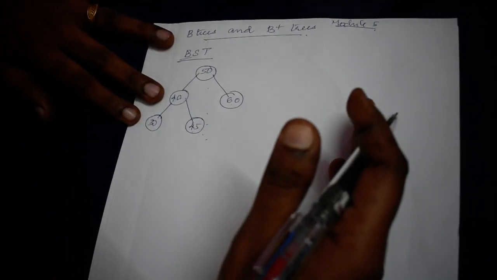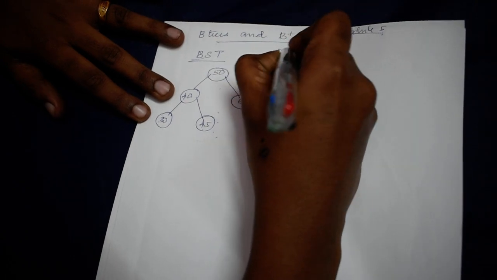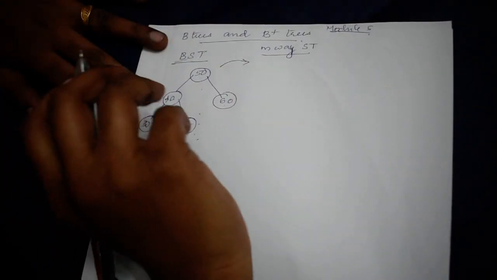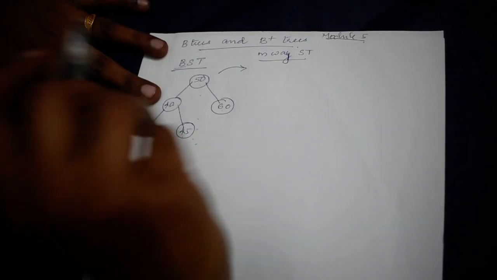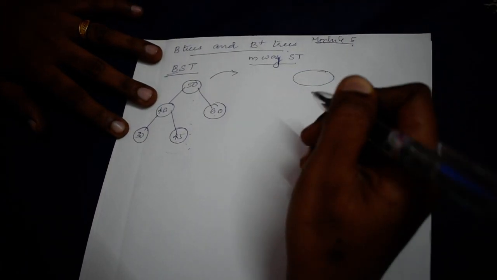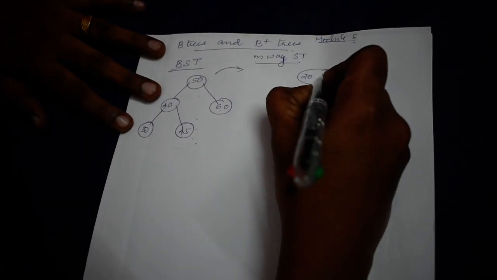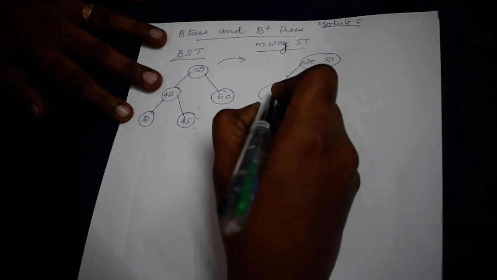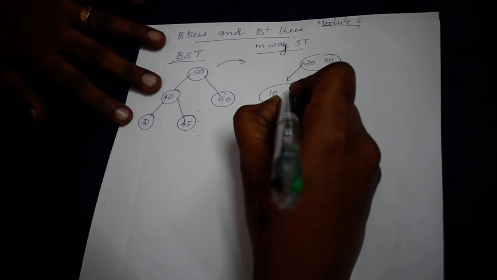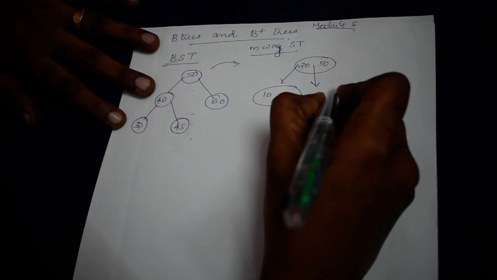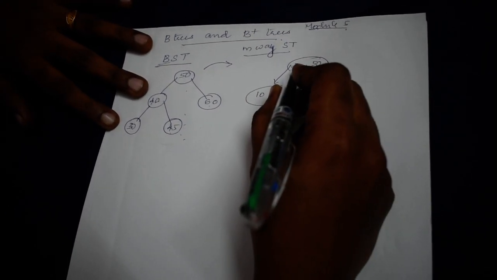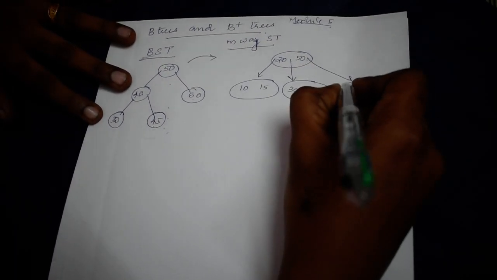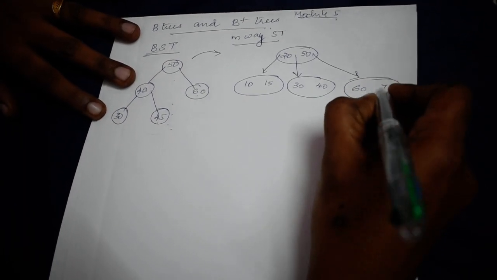I can extend this to another concept known as the M-way search tree. Search tree I have written as ST. What exactly is this M-way search tree? Suppose I am creating a tree like this. Say for example, it has the values 20 and 50. I am creating a pointer for lesser values, say for example 10 and 15, which are less than that. This pointer is for values in between 20 and 50, say for example 30 as well as 40. Greater than 50, say for example 60 as well as 70.